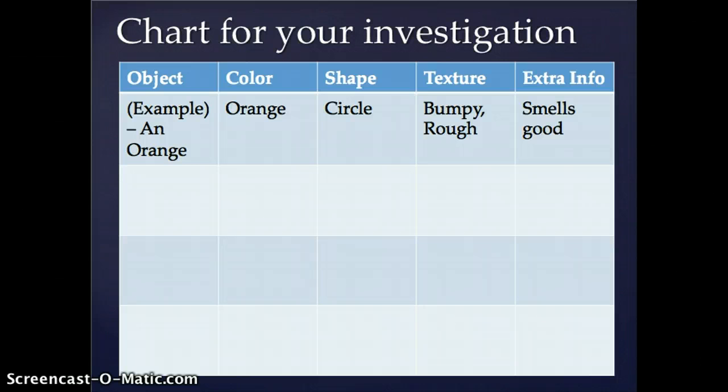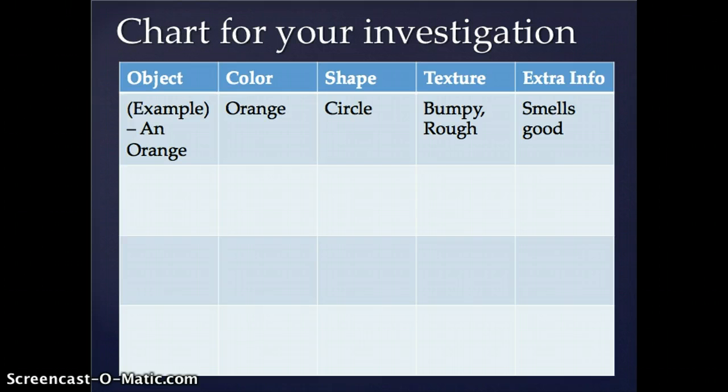So above you can see it lists object, color, shape, texture, and extra info. So the object I selected was an orange. The color of the object was orange. The shape resembled a circle or looked like a circle. The texture was a little bumpy and rough, and then I selected for extra information that it smelled good. So you can add any information you'd like to in the extra information.